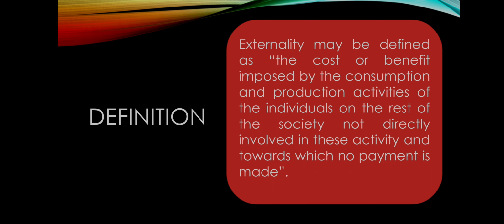They may enjoy some benefits out of the consumption activities of other persons. They may enjoy the benefits out of production activities of other persons, but they are not directly involved in the consumption and production activities, but they will enjoy some benefits. In the same way, there will also be adverse effects on the rest of the society by consumption and production activities by individuals. Those benefits and adverse effects on the rest of the society are called externalities.